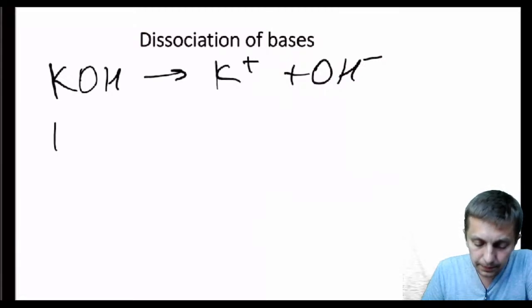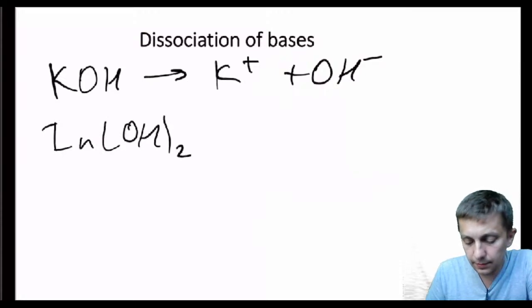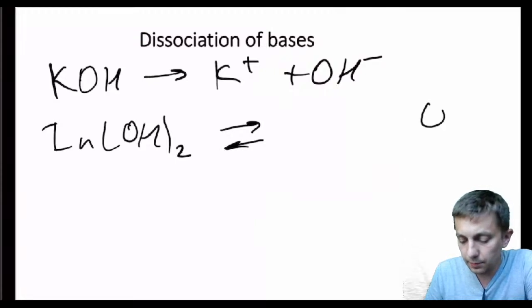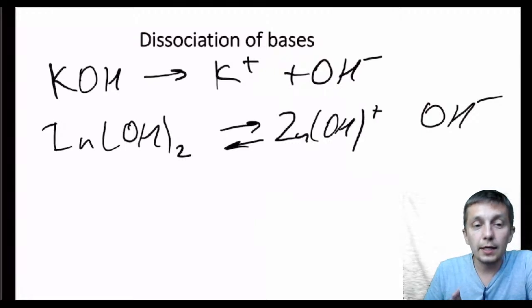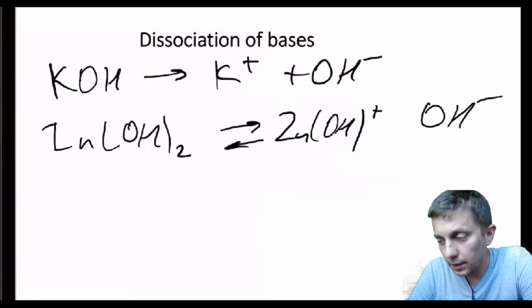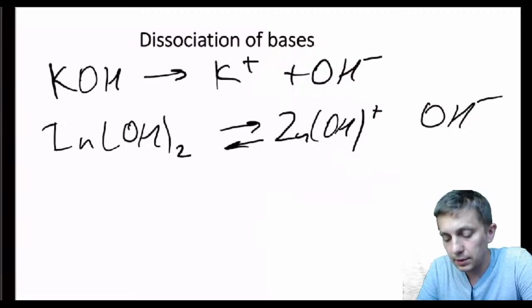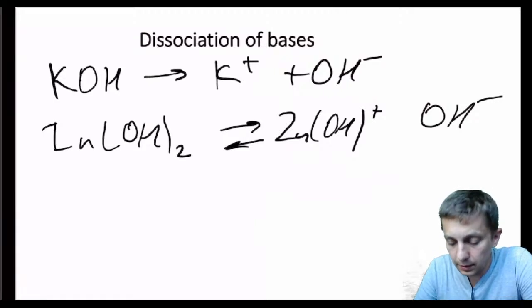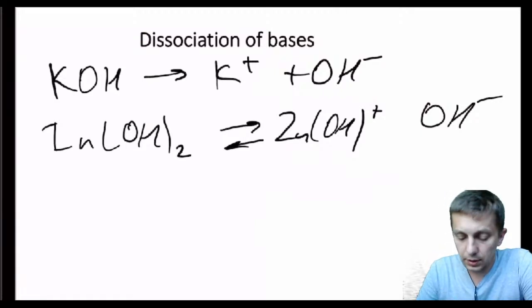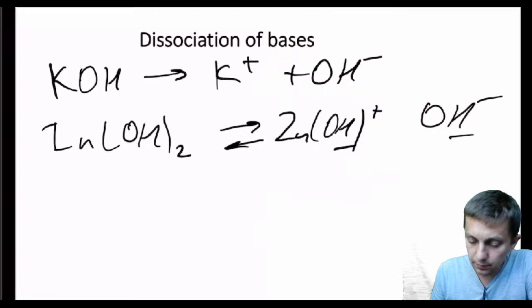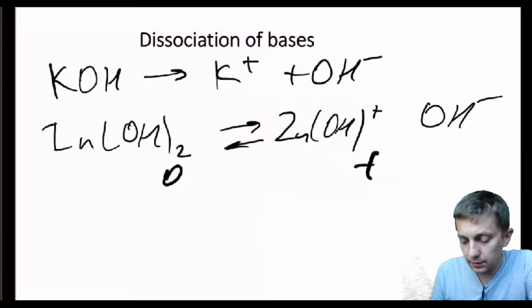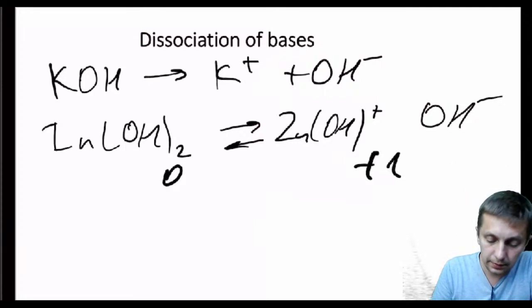For example, zinc hydroxide, it's also a base, but very, very weak. It also produces OH minus and Zn(OH) plus. And if you know the formula of compounds, and you know these compounds produce OH minus, you must write OH minus and just count. You have 2 hydrogen on the left side, 2 hydrogen on the right side, 0 charge on the left side, and +1 and -1 on the right side.